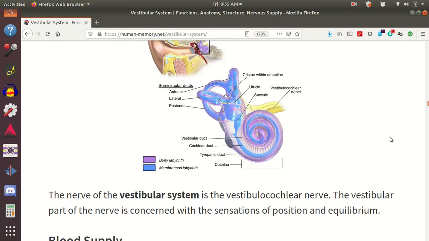The nerve of the vestibular system is the vestibulocochlear nerve. The vestibular part of the nerve is concerned with sensations of position and equilibrium.